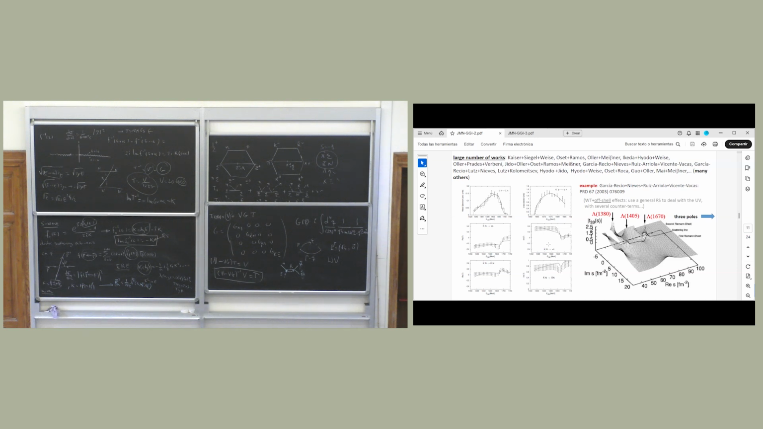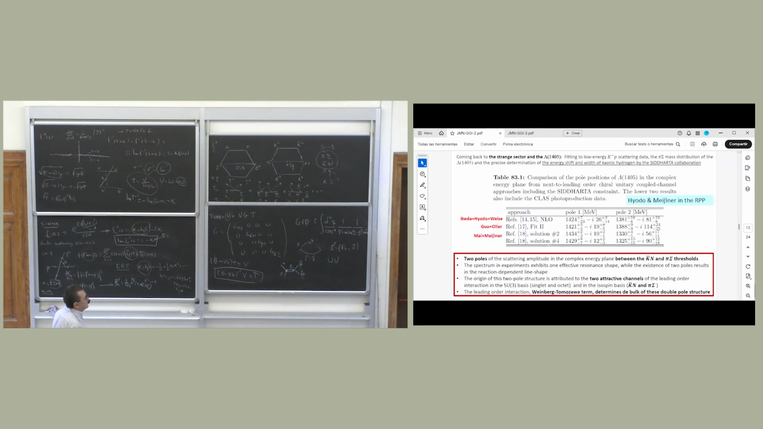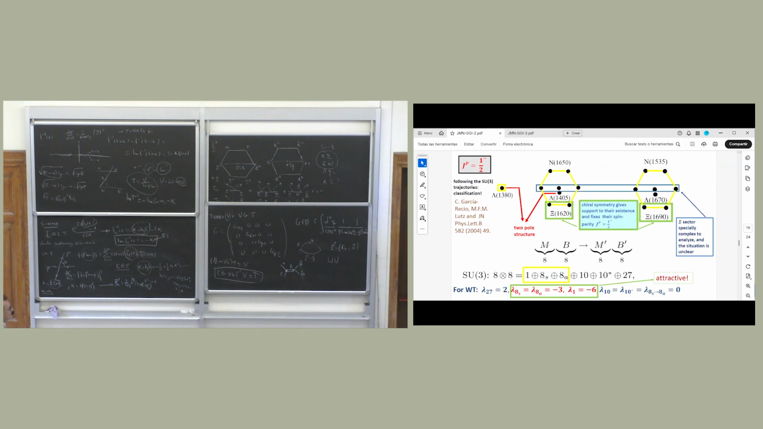Essentially. Here, for lambda 1670, the situation is different, because at 1670 you have K bar N already open, and then eta lambda is also open, right? And then you may wonder, why 3 resonances? It's something that you should be expecting from the very beginning, that you should find 3 resonances. It's SO(3) symmetry. It's as easy as this. You know what the Wigner-Eckart theorem is?